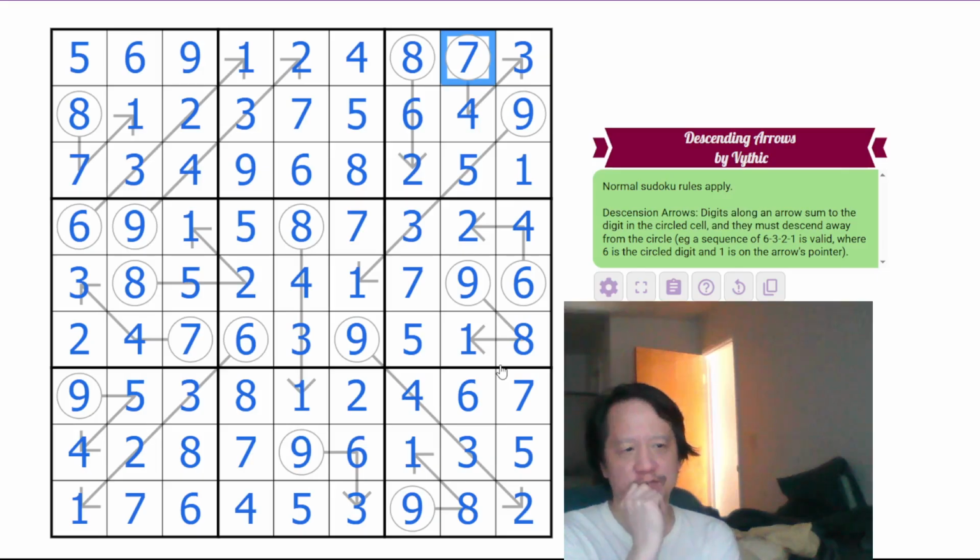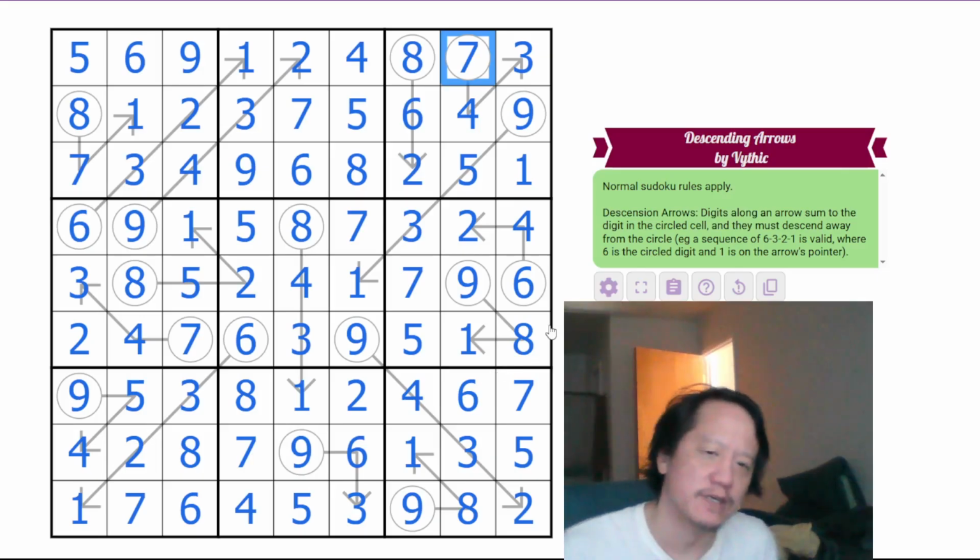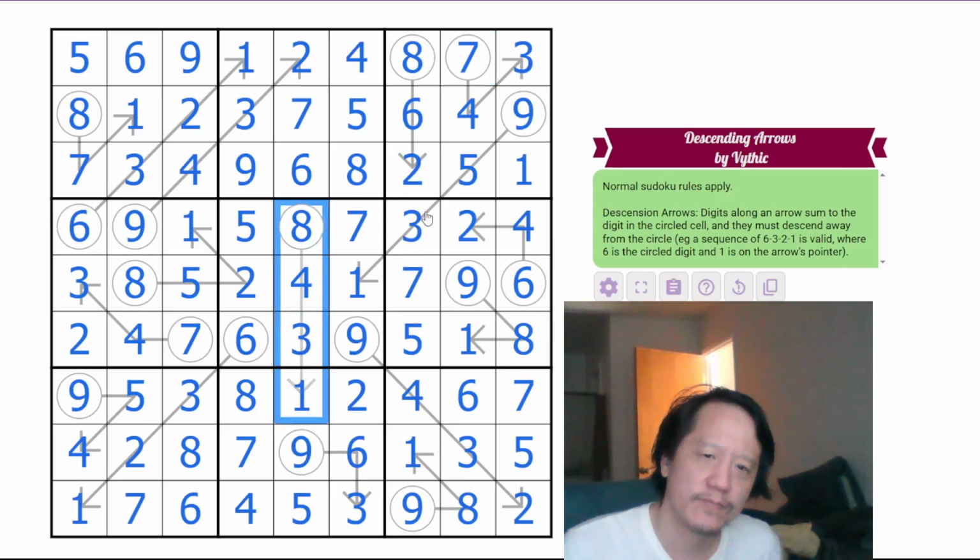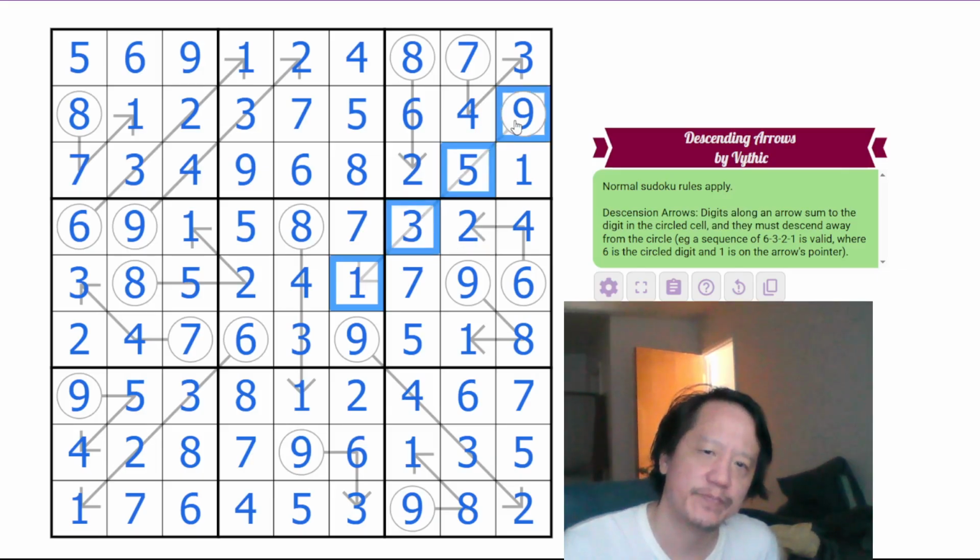Yeah, this is pretty straightforward. It's basically just thermometers on arrows, which are very restrictive. So it's not going to be hard to figure out what these sums have to be.